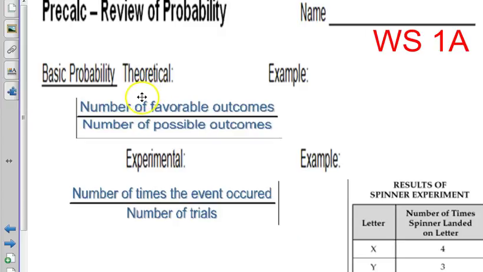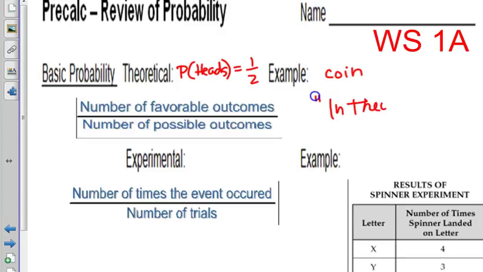So basic probability is number of favorable outcomes over number of possible outcomes. There is a difference between theoretical and experimental. Generally, if I say what's the probability of this happening, it's a theoretical probability. You're just saying in theory when you flip a coin, it's 1 out of 2, right? That it's going to be heads or tails. So if we were talking a coin, the probability of heads would be 1/2. This is just in theory what should happen if all is fair.